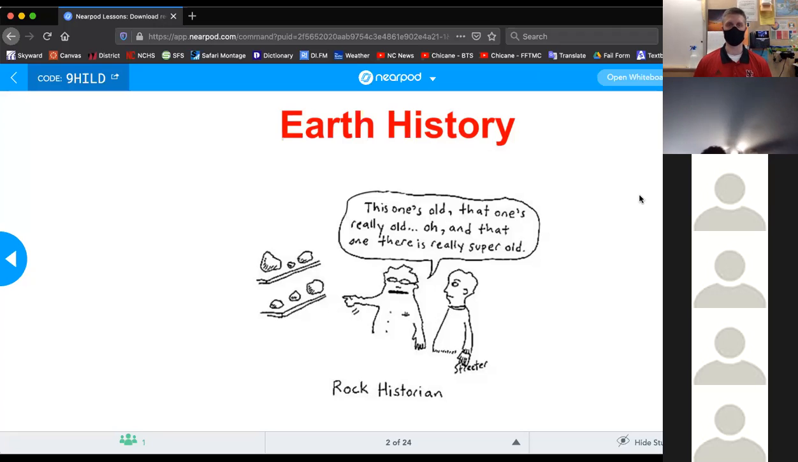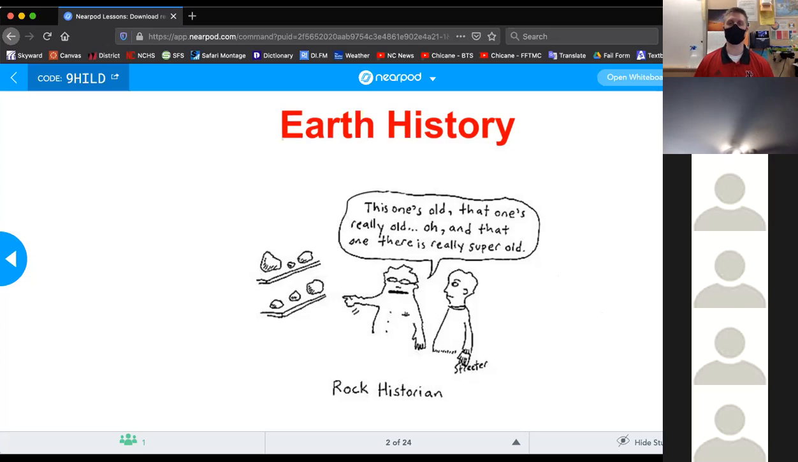And this is just kind of a goofy little joke here. A couple of rock historians talking about how old rocks are, and that one's really old and that one's really super old. As we know, not all rocks are old. I mean, around volcanoes and things like that, you can have rocks that are brand new. Now, the rock that they're made out of isn't brand new, but they are new rocks because they've just formed.